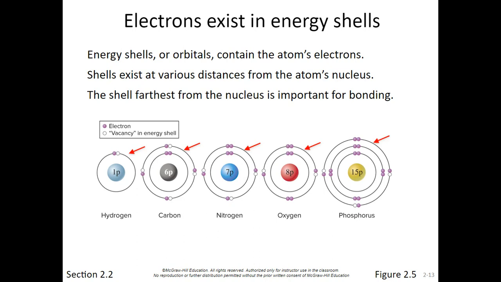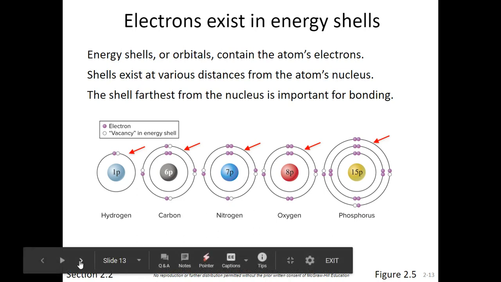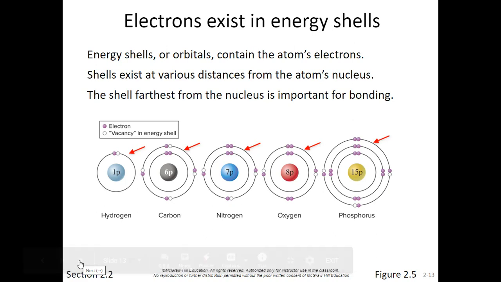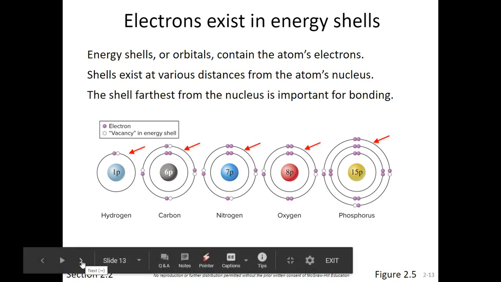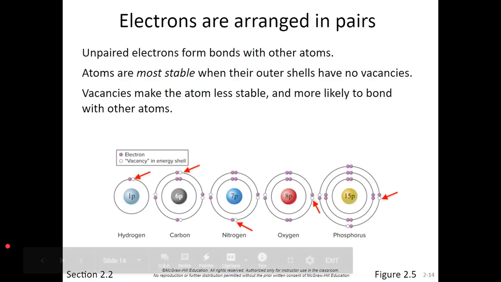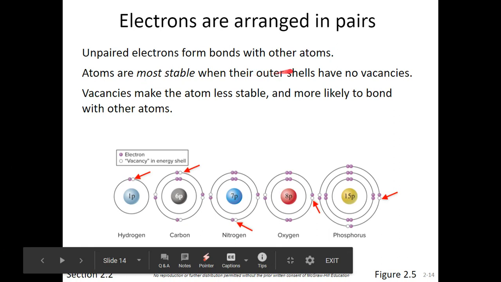The shell farthest from the nucleus is important for chemical bonding, in order to make a molecule of a compound or a molecule of an element. That is an element, not an atom. Now, unpaired electrons form bonds with other atoms.